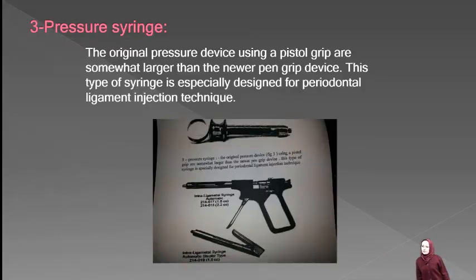Number 3, pressure syringe. The original pressure devices using a pistol grip are somewhat larger than the newer pen grip devices. This type of syringe is especially designed for the periodontal ligament injection technique.